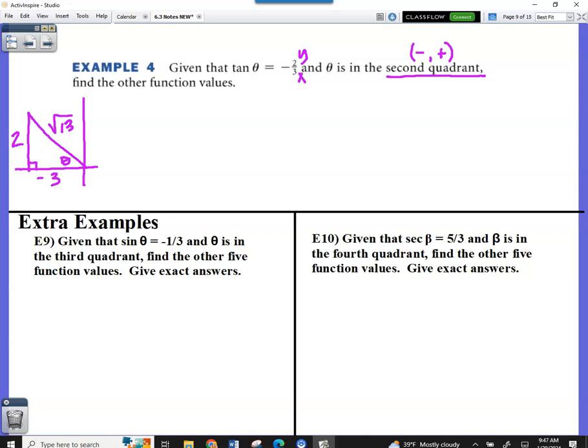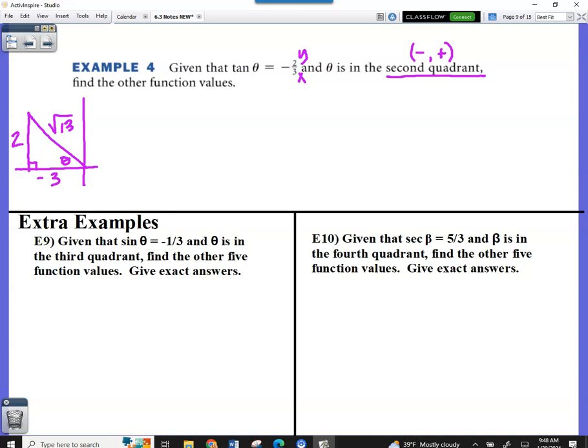E9, extra example 9. Same exact thing. The difference is they're giving you sine, and you're in the third quadrant. You've got to draw a picture. When they give you one trig ratio, they're giving you 2 of the 3 numbers you have to have. When we say 3 numbers, we mean the 3 sides of the triangle.